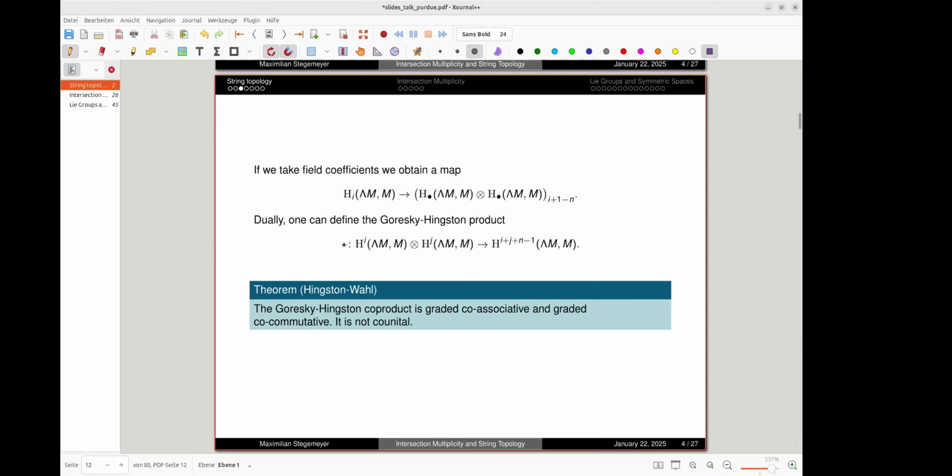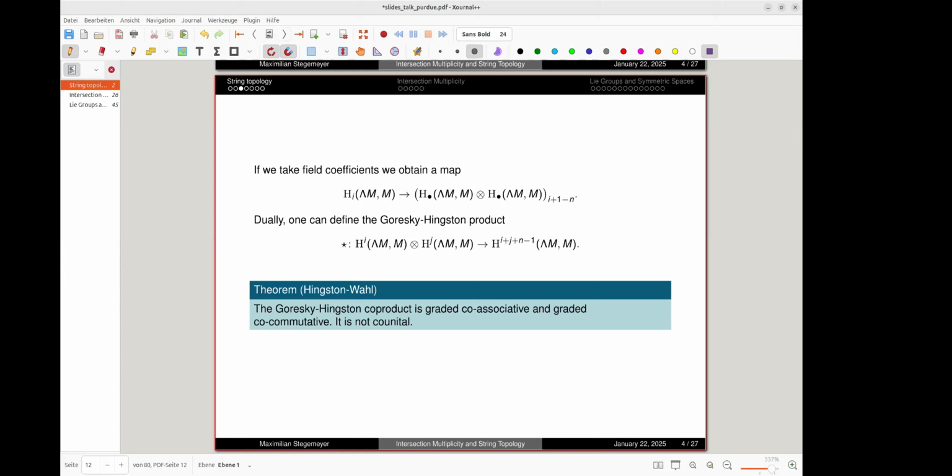Maybe a general word of caution here. What I did not mention in the definition is that there are, of course, signs involved. And signs are very messy. I don't really want to talk about this here, but keep in mind that this is maybe also some kind of deficiency of this coproduct, that it's only graded co-associative.